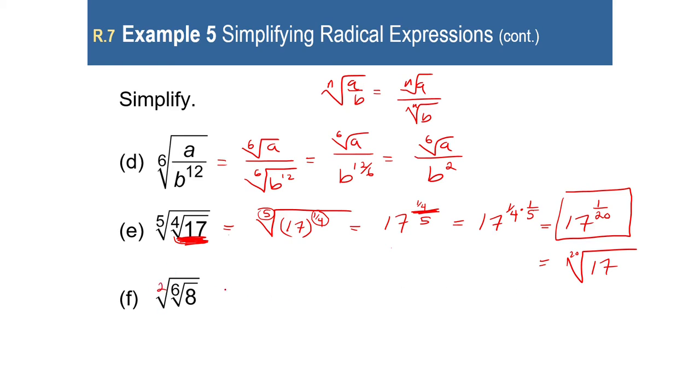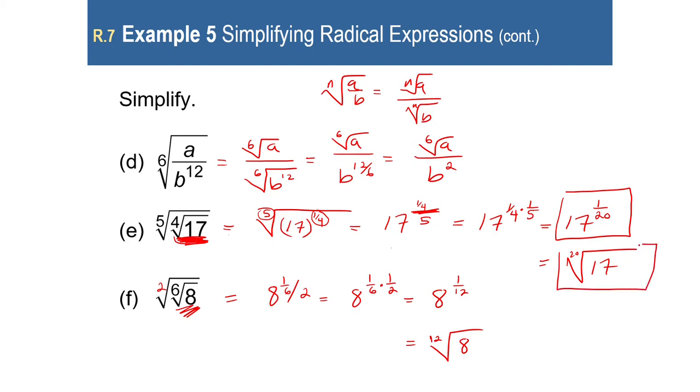For part F, we can rewrite this as 8 raised to the 1 over 6 power divided by 2, and that is equivalent to 8 to the 1 over 6 times 1/2, or 8 raised to the 1/12. And I can also simplify this as a radical if I wanted to, as the 12th root of 8. So there's two ways to write it. You could write it as a rational exponent or as a radical.